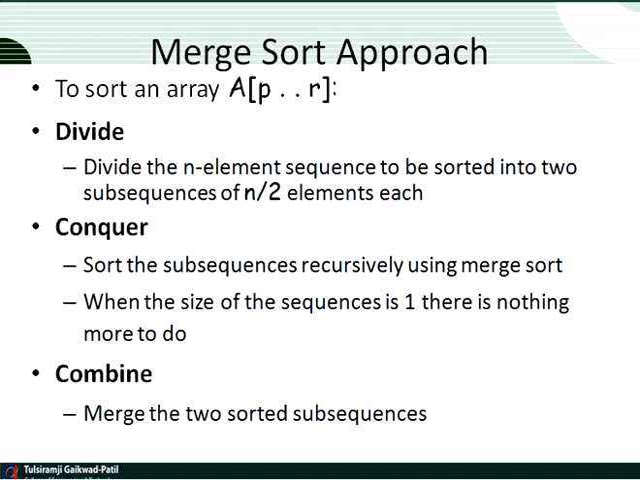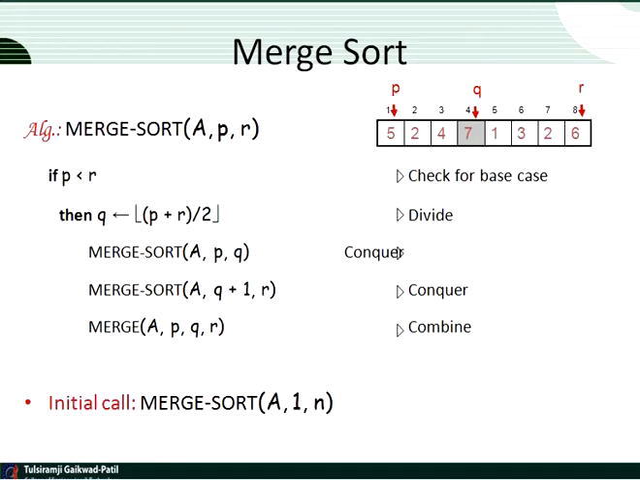What is the approach of merge sort, and how does it work? The approach is very simple. Divide the n element sequence to be sorted into two subsequences of n by 2 elements each, and then conquer, which means sort the two subsequences recursively using merge sort. When the size of the sequence is 1, there is nothing more to do, since we cannot divide the list again. So we divide until no further divisions are possible, and then combine, which means merge the two sorted subsequences together.